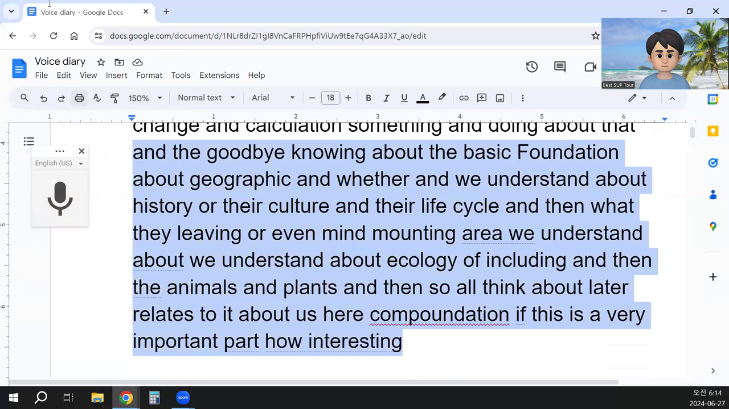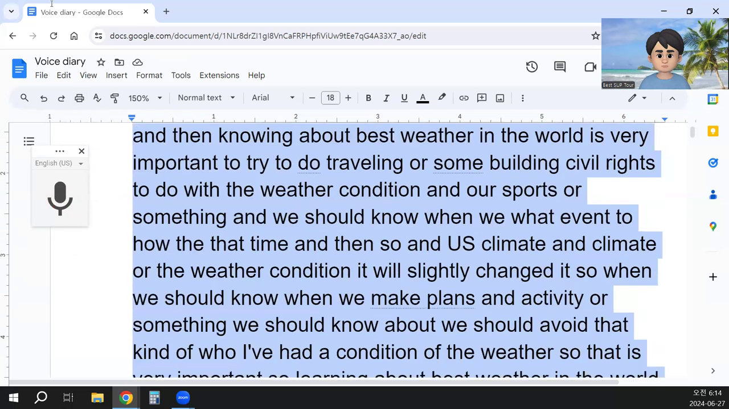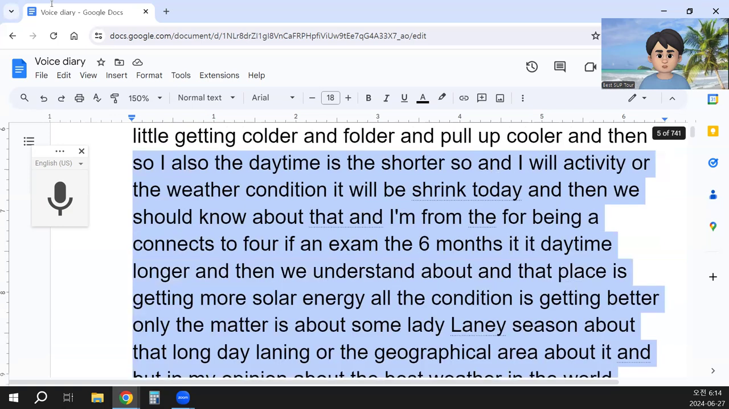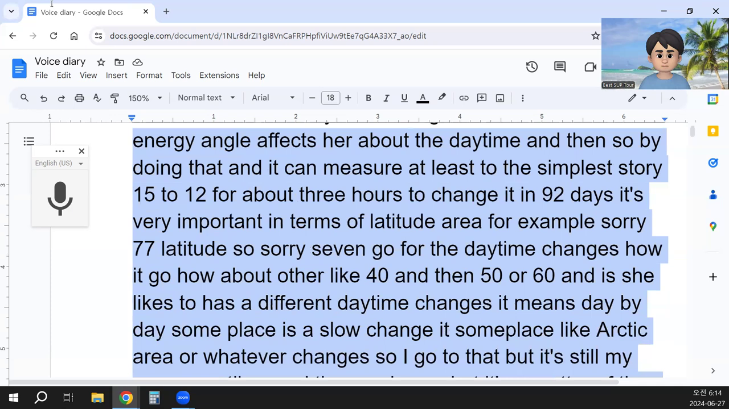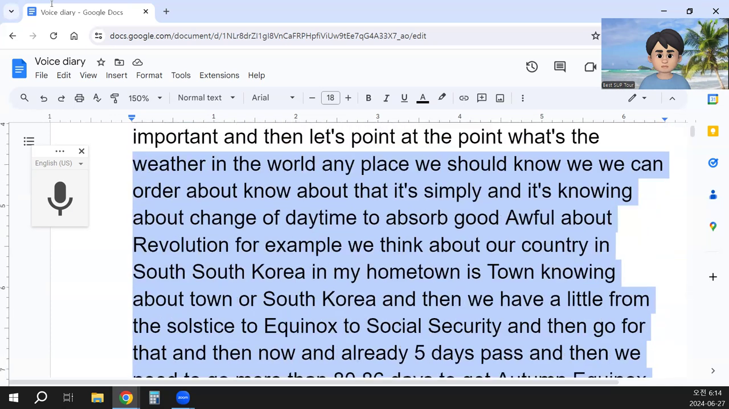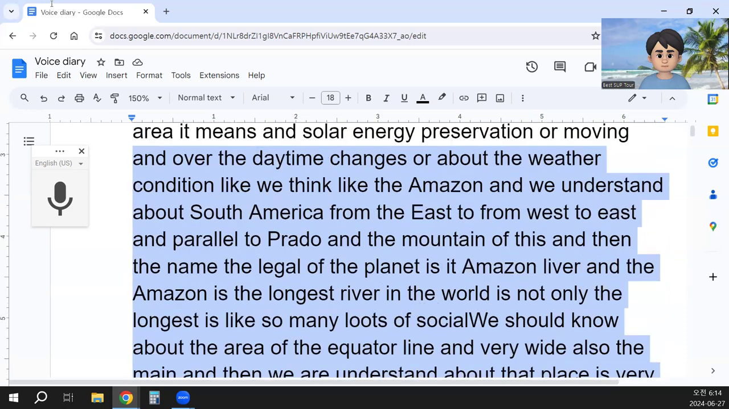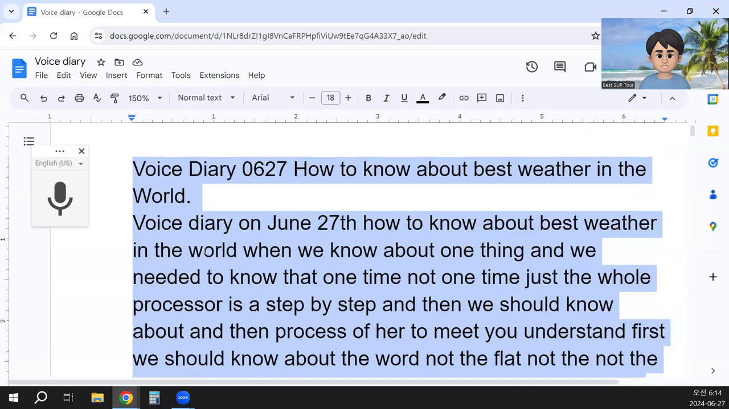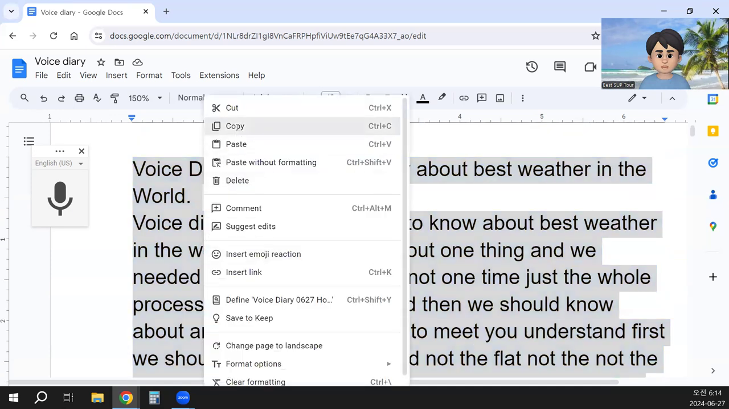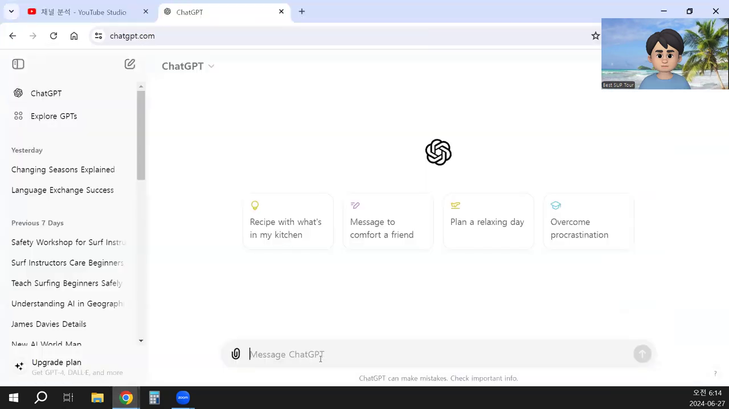Today was a little bit longer because I studied the best weather in the world with my view of the world map, based on the cycle. Wow, quite long. How many pages? More than 6 pages.